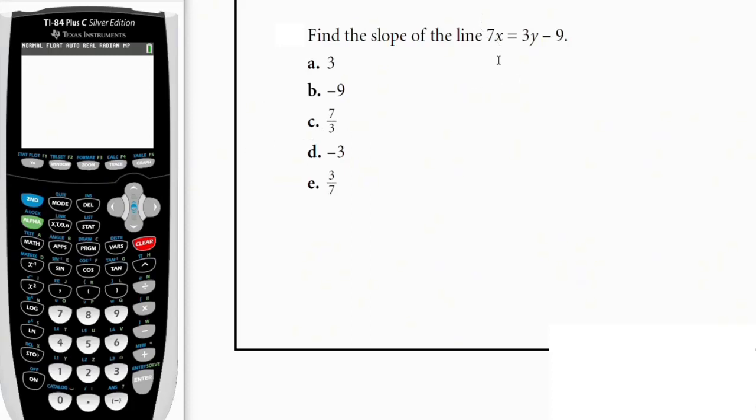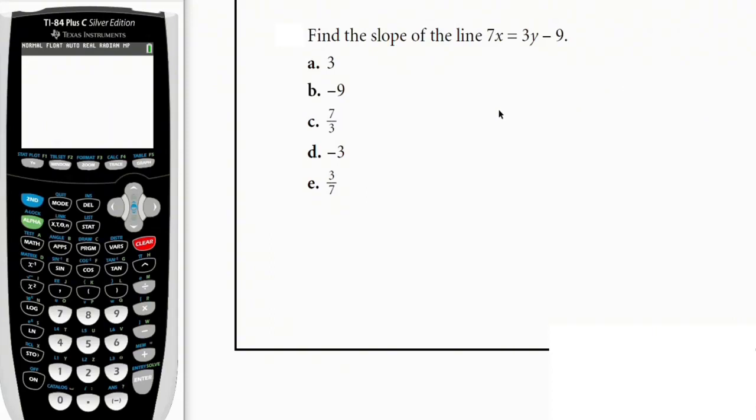Now we're going to make use of the equation of a straight line graph. Because this is a straight line equation, the equation of a straight line graph is y equals mx plus c. So we need to make y the subject of the formula here. Firstly, this -9 will cross over the equality sign. We're going to have 7x plus 9 equals 3y.